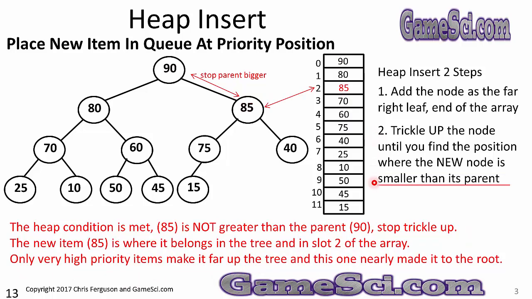Still in the trickle up, the parent is bigger. The heap condition is met. 85 is not greater than its parent 90. Stop the trickle up. The new item 85 is where it belongs in the tree and in slot 2 of the array.